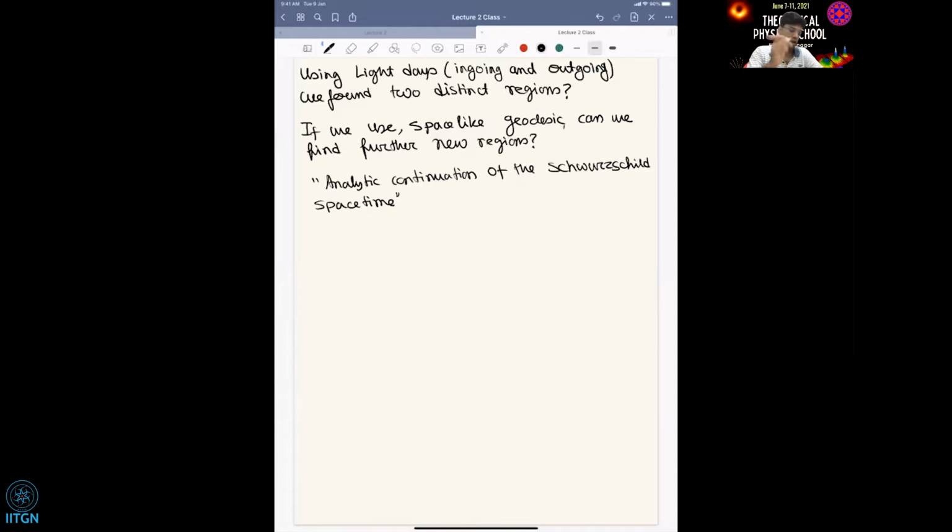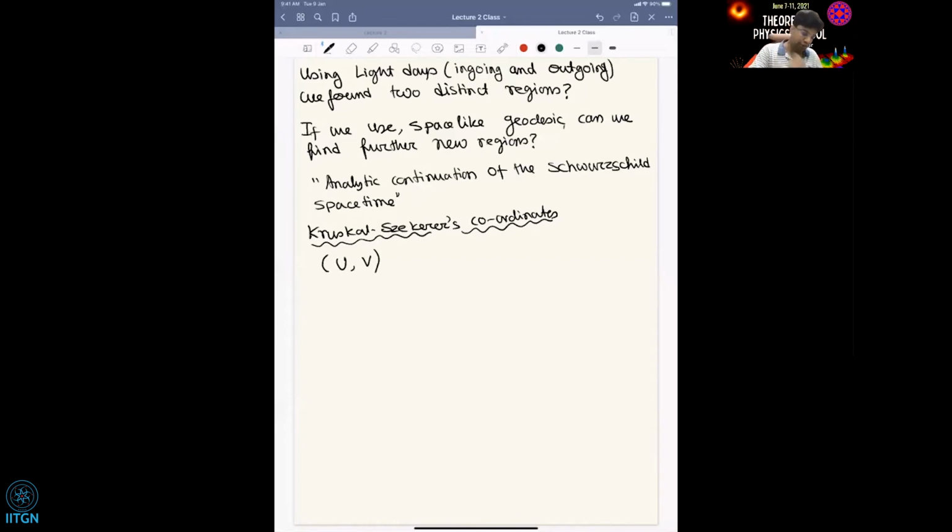To understand this analytic continuation, we will define what is called the Kruskal coordinates, Kruskal and then Szekeres coordinates. These coordinates will be extremely good. Using them, we'll be able to do analytic continuation also using space-like geodesics, and you'll find what is called the maximal analytic continuation of the Schwarzschild manifold. We'll call these coordinates U and V. Of course, theta and phi remain. We are not touching those coordinates.